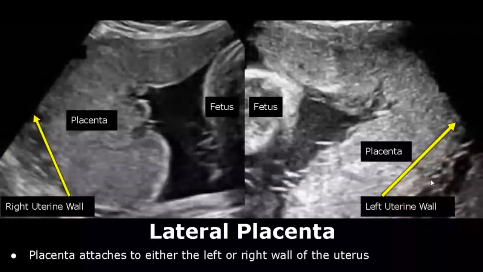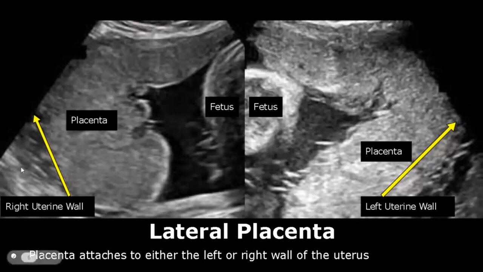And finally, a lateral placenta is attached to either the left wall or the right wall of the uterus. This position is less common than other placental positions. In this image, the placenta is attached to the right wall of the uterus, and in this image, it is attached to the left wall of the uterus.